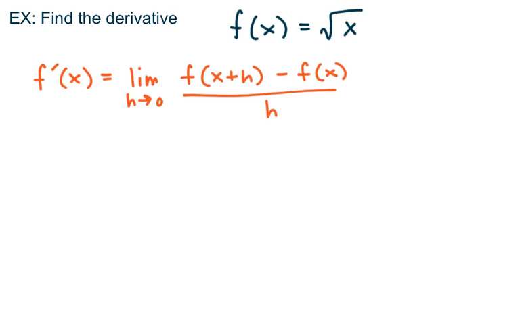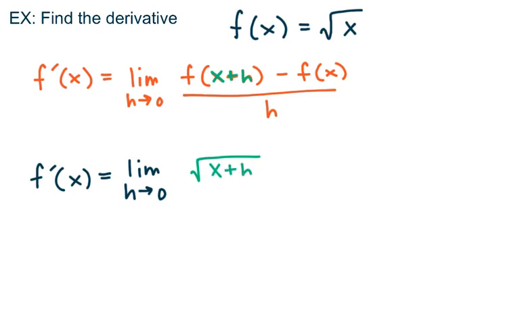So if we are to find the derivative in this case, well, that would represent f prime of x equals the limit as h approaches 0. If I take x plus h and plug that into my function, I end up with the square root of x plus h. And f of x is what's given, so I have minus the square root of x, because that was my original function, all over h. So this is my setup.